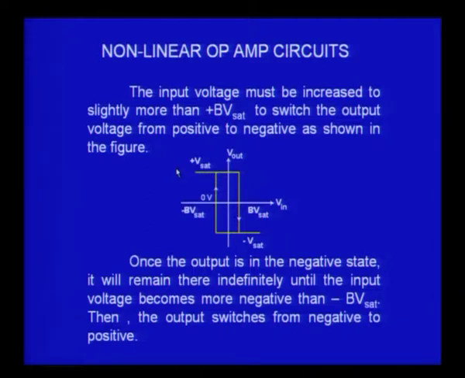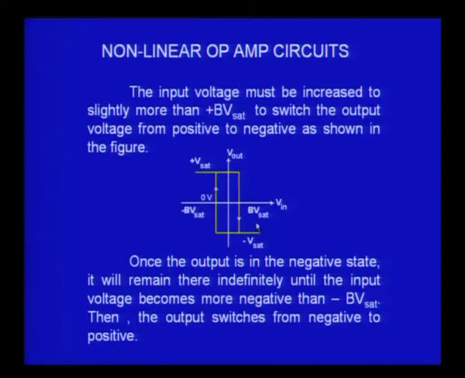Once it goes to plus Vsat, the V reference becomes plus, and therefore, when I come back with the input voltage, there is no transition until I come to plus V reference. Only at plus V reference will there be a transition. Therefore, in this graph the path is traversed along this direction, it goes up, comes over here, and when it goes back it takes a different route. Therefore, this is called a hysteresis.